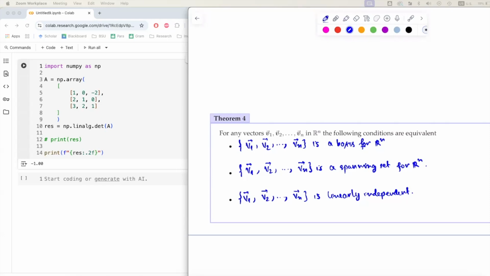So in R3 you need 3 vectors, in R2 you need 2 vectors, in R4 you need 4 vectors, and so on and so forth. No matter what space you're working with, you need to check that the set spans the vector space, and the set is linearly independent.